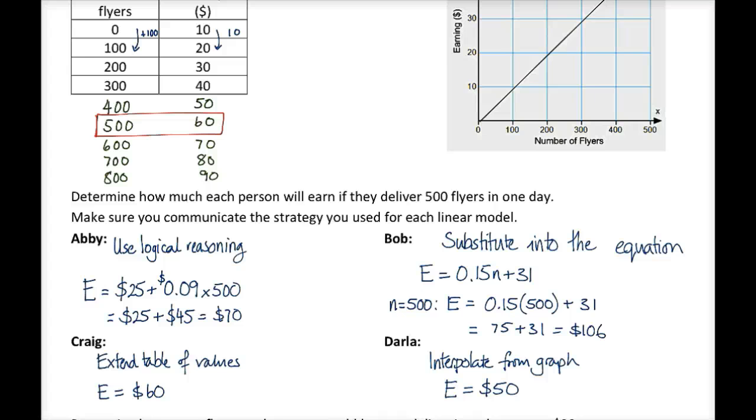For the table of values, what we can do is extend the table of values. You can see here that the table of values only goes up to 300 flyers, but we know that the fee goes up by $10 for each extra 100 flyers. So if we were to extend that to 500 flyers, which was what we were given in the question, we would see that it lines up with $60, and I've outlined that in red there. So extending the table of values would be the strategy. It says here, make sure you communicate the strategy you're using. So for Abby, we just used logical reasoning. For Craig, we extended the table of values, and then we read the table, and we see that Craig would make $60.